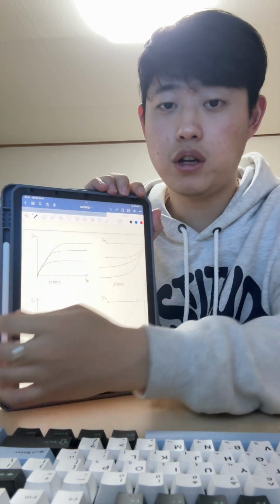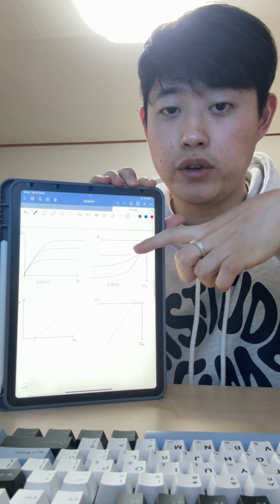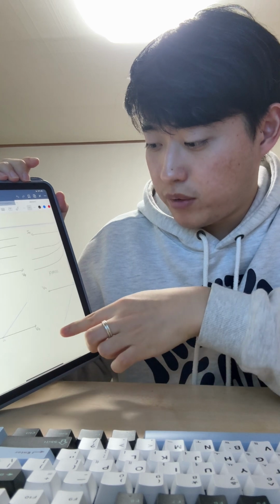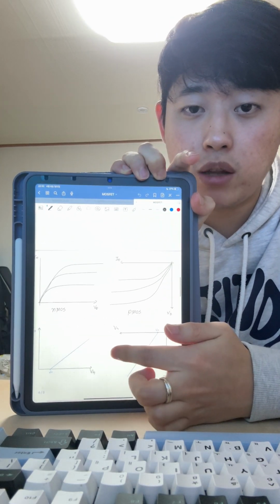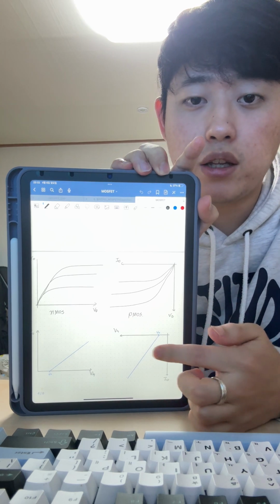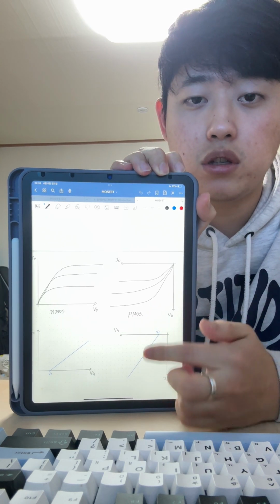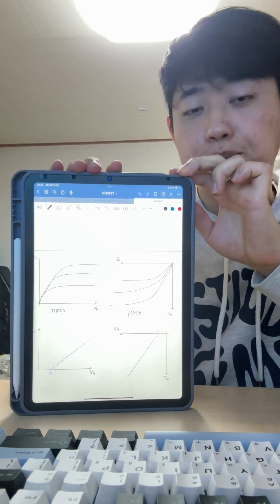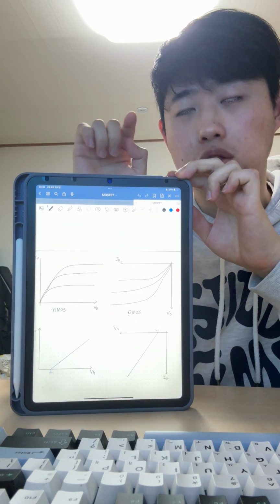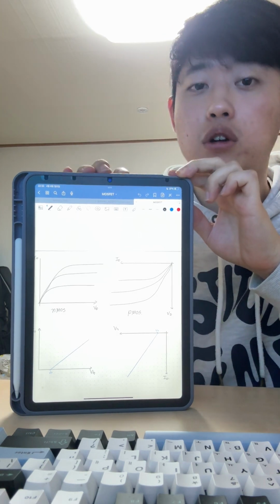And this is the NMOS ID-VD curve, and this is the PMOS ID-VD curve. And this is the ID-VG curve of NMOS, and this is the ID-VG curve of PMOS. They are not the same, but somewhat symmetric about the origin.